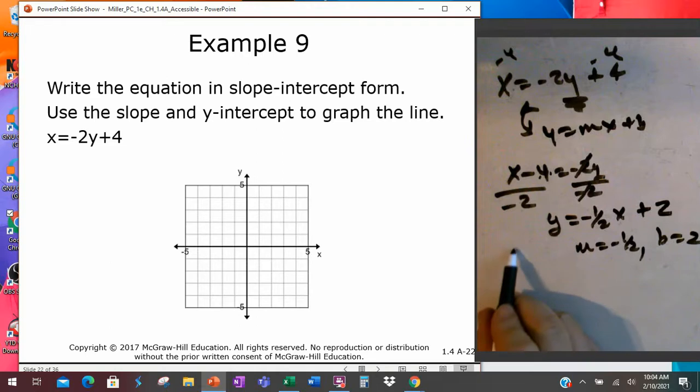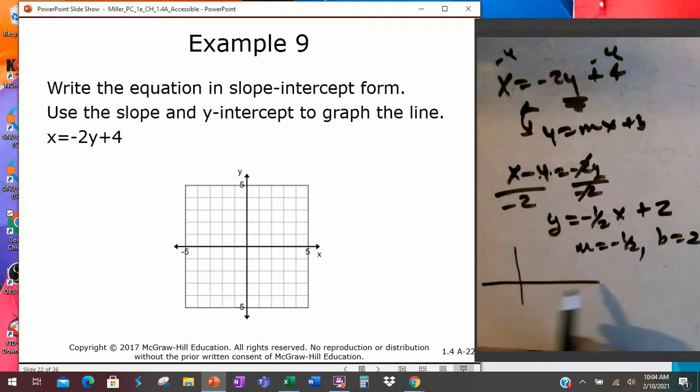Okay, which means if I were to graph this, I would start at b equal to 2, so 1, 2. That's where I would start on the y-axis, and then I would do the slope over. That means for every x I go over 1, I drop down -1/2. So if this was 1, by the time I got here, I would reduce by -1/2.